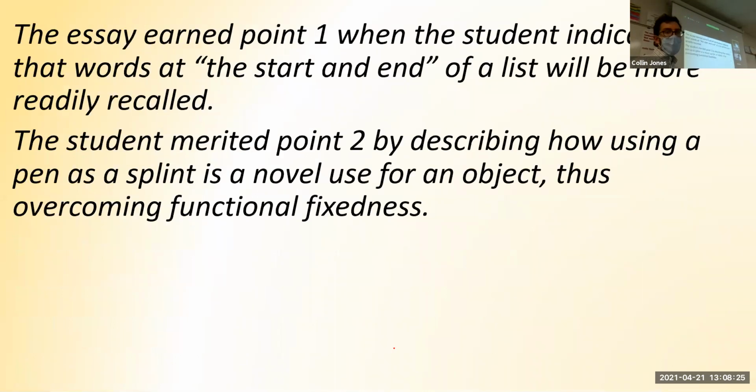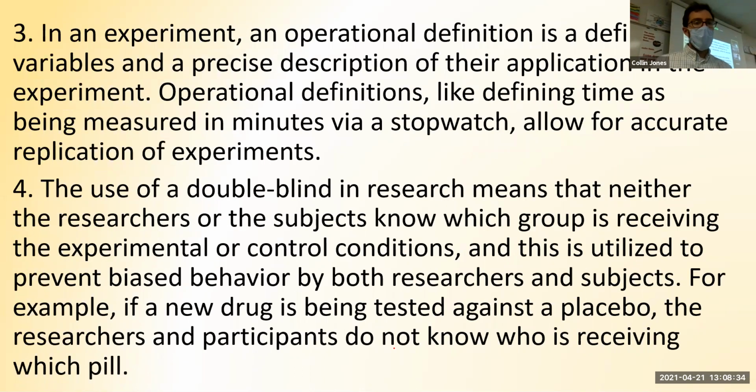The College Board said they got point 1 by saying start and end of a list, and they got point 2 by talking about the pen as a splint. Good job, the students. Let's see how they did with 3 and 4.